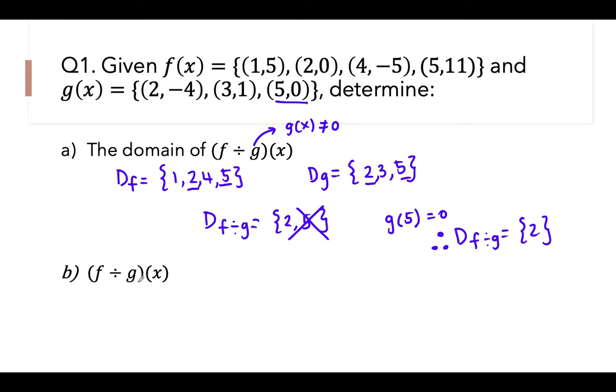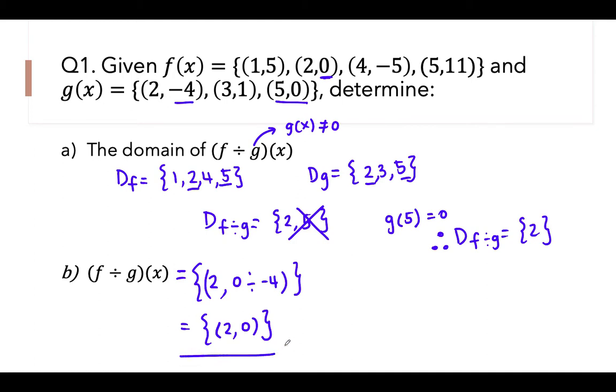Next, for f divided by g, it looks like the only point that overlaps is going to be 2. So 2, comma, and at 2 it's 0, f divided by g. So 0 divided by -4. You have to make sure that you do it in order. And I can simplify this. It's going to be 2, comma, 0. And this will be my new function if I were to do f divided by g.